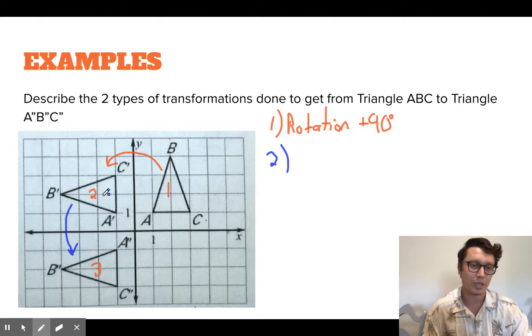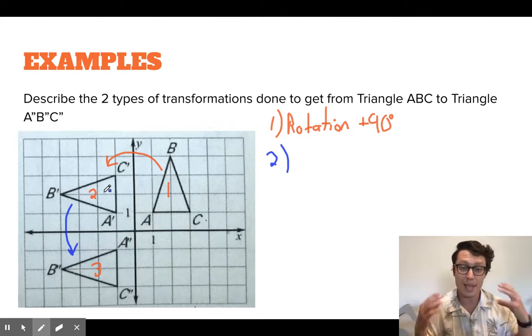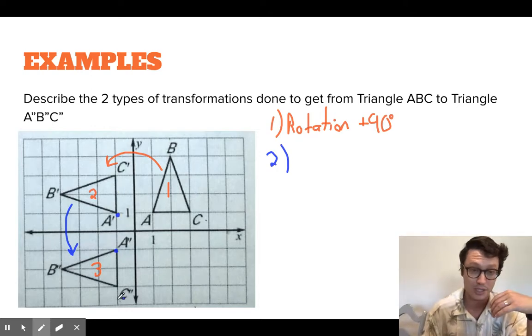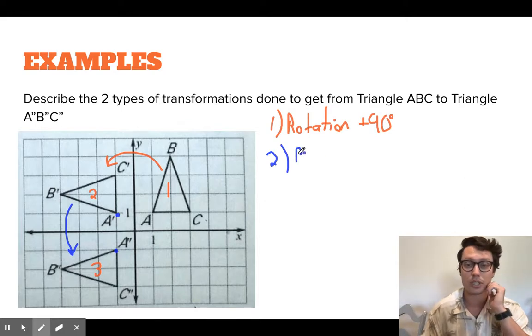And then if we use a different color, transformation number 2, how do we get from 2 to 3? Okay, notice you may think, oh, this is just a translation. It just slid down. But notice A prime is here, A double prime is here. If it was a translation, A double prime would be right here. So this is actually a reflection. How do we reflect? We are reflecting across the x-axis here.